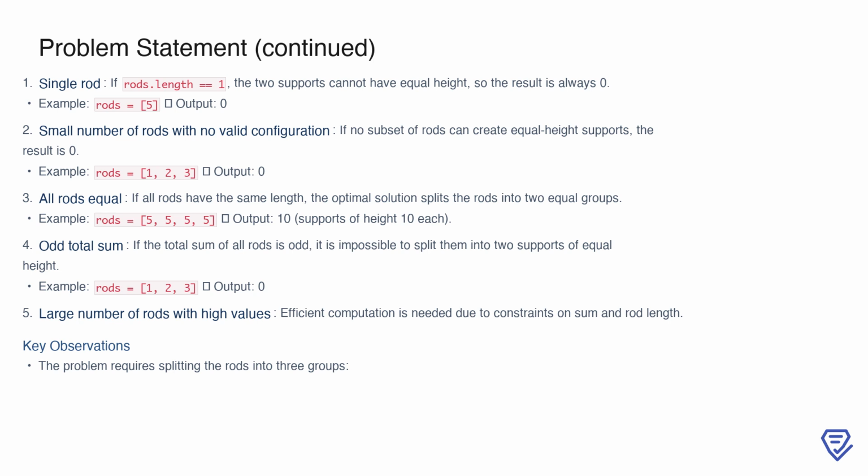On the other hand, if all rods have the same length, the solution involves splitting them into two equal groups. For instance, with rods equals 5, 5, 5, 5, the output is 10 because the rods can be split into two groups of 10 each. Another important case is when the total sum of all rods is odd. Here, it's impossible to split them evenly, leading to an output of 0. Finally, with a large number of rods or high values, efficient computation becomes critical due to the constraints on both the number of rods and their total length.